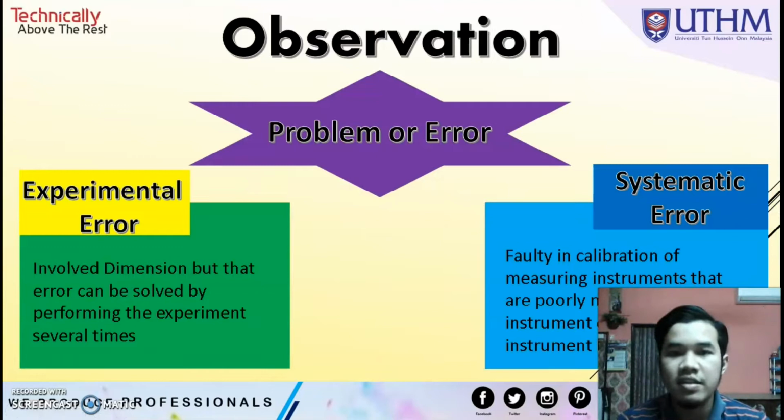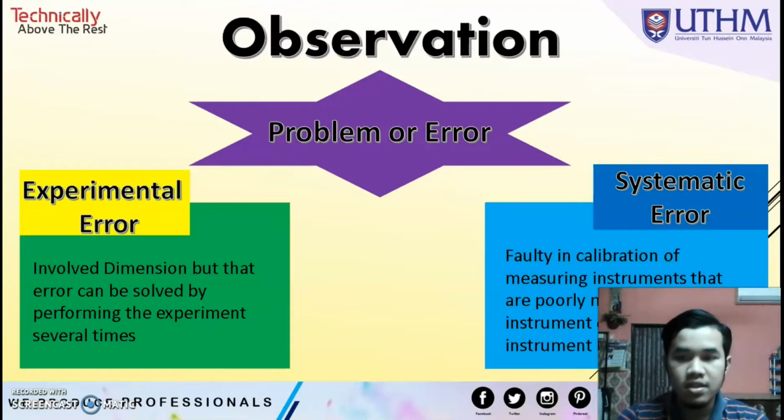For this experiment, I'm going to explain to you the observation of the experiment. For the observation, there are two errors: the first is experimental error and the second is systematic error. The experimental error involves dimension. This experiment had human error affecting the dimension. This is because when adding the load, there might be a slight effect of extra load from a human hand pushing down the beam, and it might affect the deflection of the beam, especially in the bending experiment compared to the tensile and torsion experiments. But this error can be solved by performing the experiment several times.